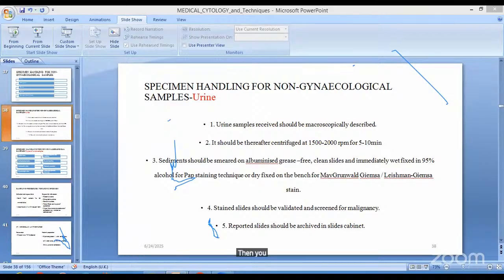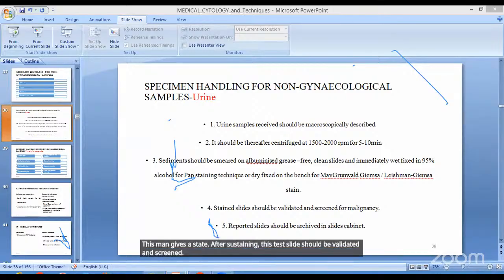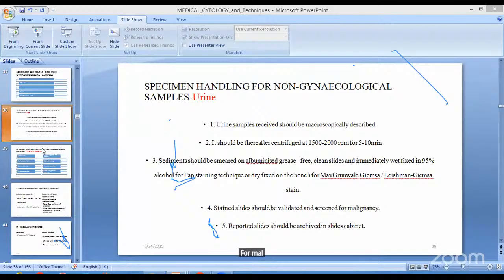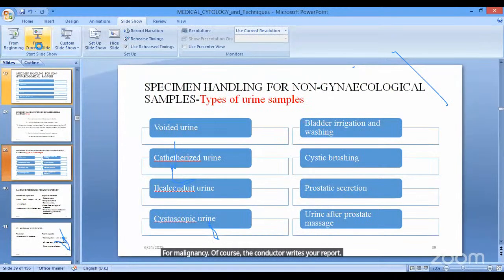Then you can stain for the Papanicolaou stain, or you fix dry. You dry on the bench for the Romanowsky stains, May-Grünwald Giemsa or Leishman-Giemsa stain. After staining, the stained slide should be validated and screened for malignancy. Of course, you can later write your report to be sent.